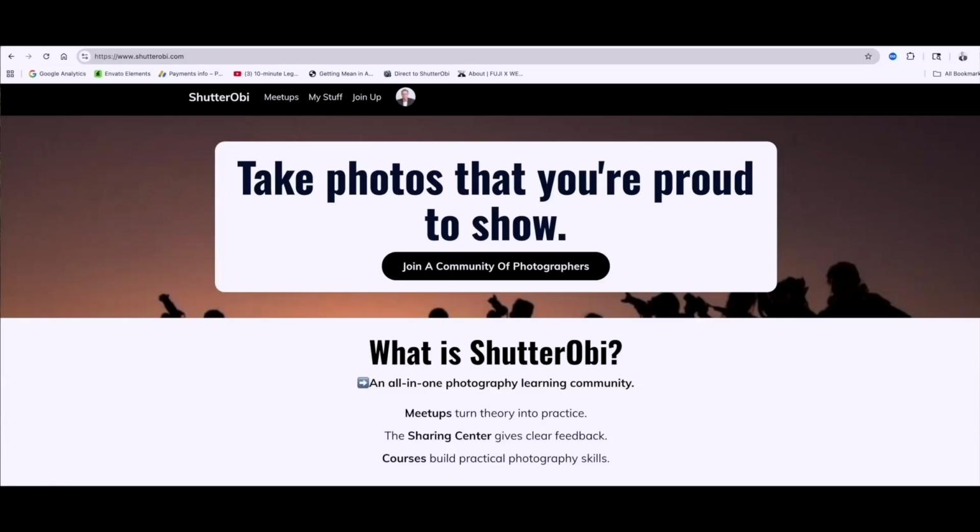About a year ago, I joined an online photography group called Shutterroby. And this group is so much fun. If you're into photography in any way, shape, or form, I highly recommend this group. There are beginners, hobbyists, and professional photographers. You're learning from some really great photographers when you join this group.